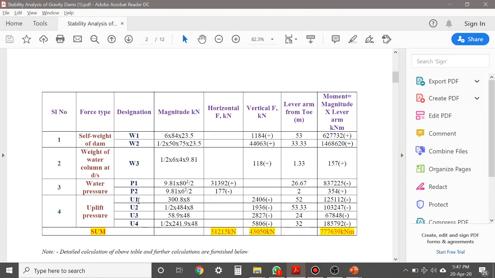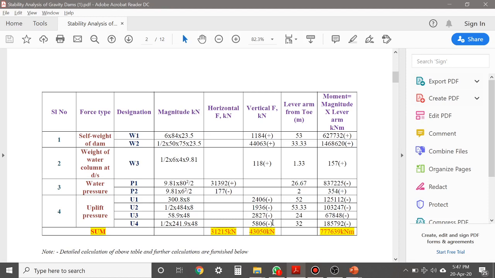See, this is U1, U2, U3 and U4. I told you, in order to calculate the magnitude, you have to take the area, and the area of U1, U2, U3 and U4 is being explained here. And you know that it is an upward force. Since it is uplift pressure, all of U1, U2, U3 and U4 will be acting in the upward direction. Since it is upward, according to our sign convention, the upward direction is negative, and the sign convention here is given as negative.